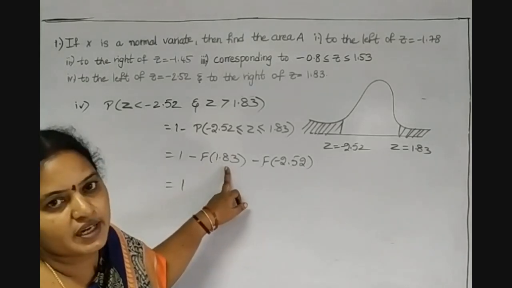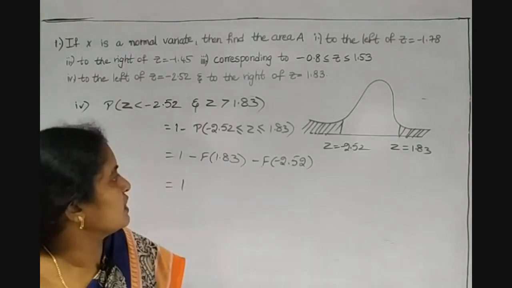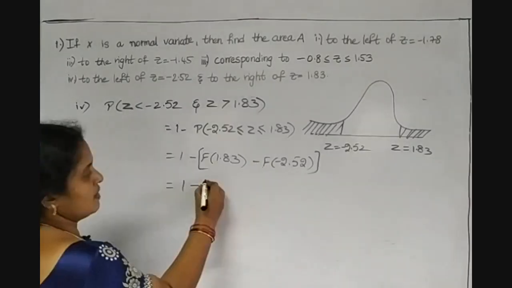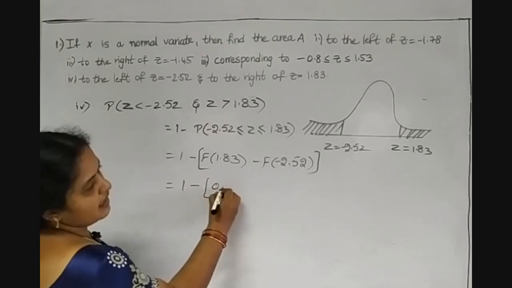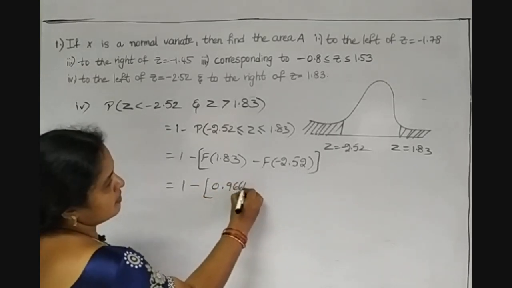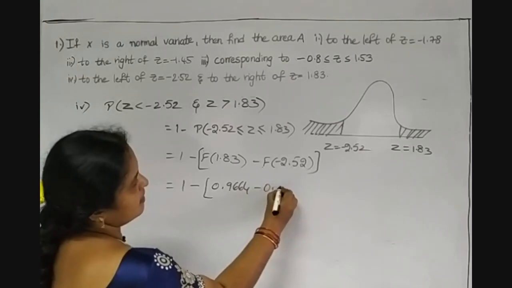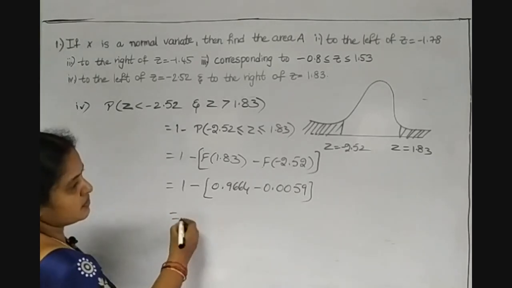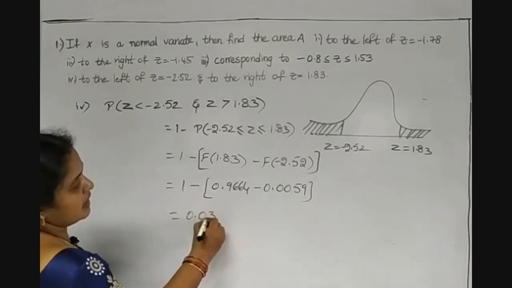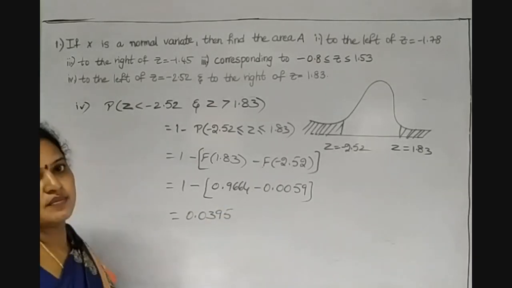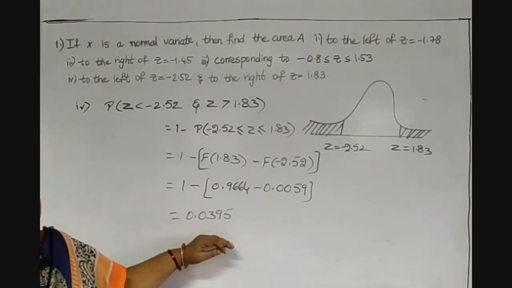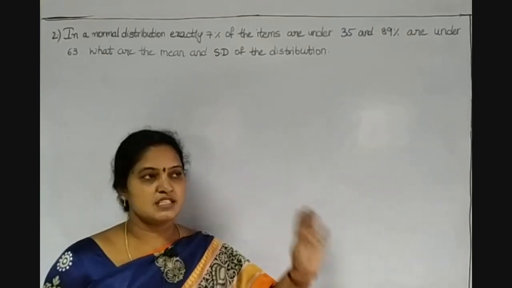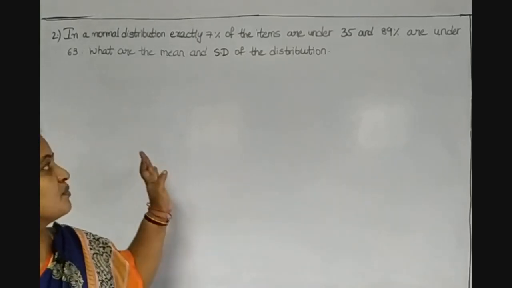So this is equal to 1 minus, we have to write 1.8 at 0.03, its value is 0.9664 minus 0.0059. So this is equal to 0.0395. This is about the normal distributions to find the area. Now we will see another example here.